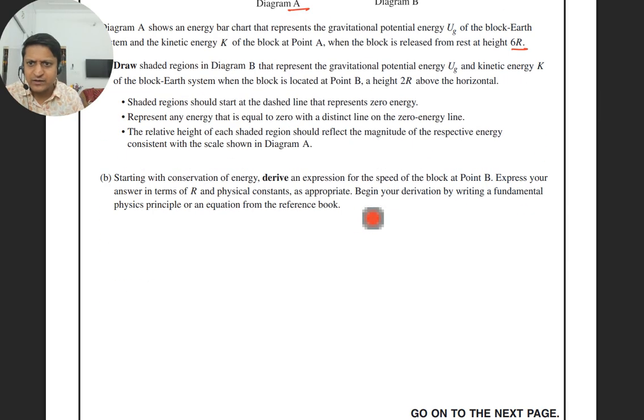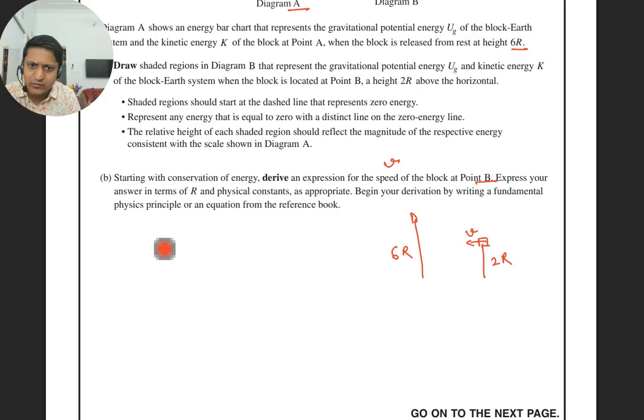Now the B part. Starting with conservation of energy, derive an expression for the speed of the block at point B. Express your answer in terms of r and physical constants. Okay, so now we need to calculate the velocity. Where? At this 2r position, with this being 6r. From 6r to 2r. So we need to now calculate the velocity here.